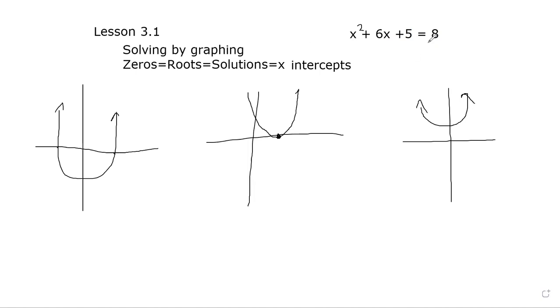Why? Because I have to have it equal to 0. So I would have to subtract the 8 here, and subtract 8 so that I can get what I can type in, which is x squared plus 6x minus 3, okay? And that equals 0. Anyway, that I could type in the calculator.